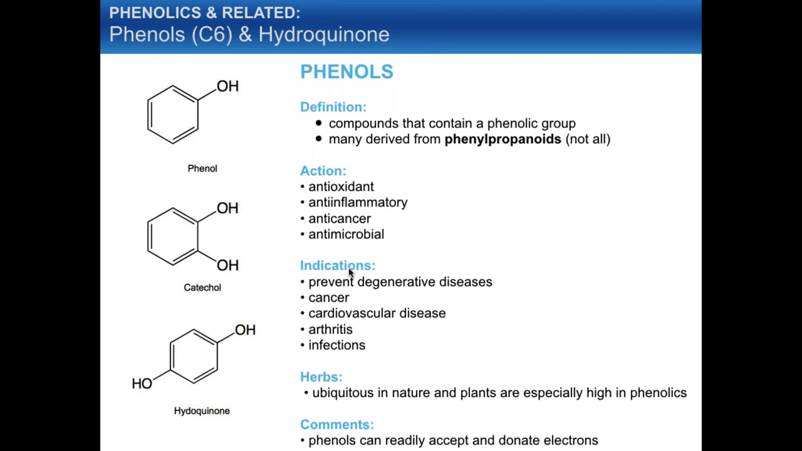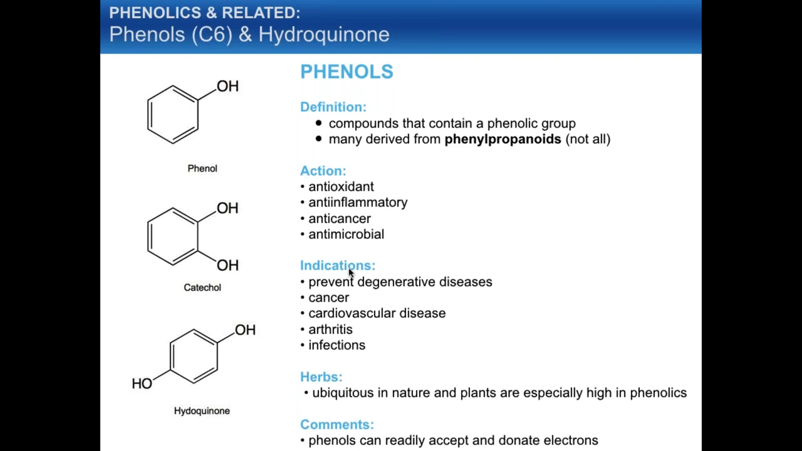Another one is hydroquinone, and this is a basic structure where you have the OH groups opposite each other on the ring structure. Certain compounds that possess this are used in our bodies, like CoQ10, which has a basic hydroquinone-like structure to it, although it's called an anthoquinone.